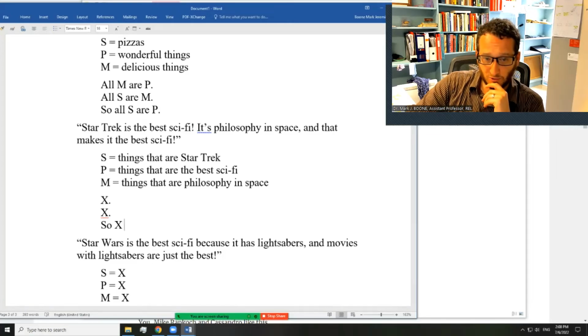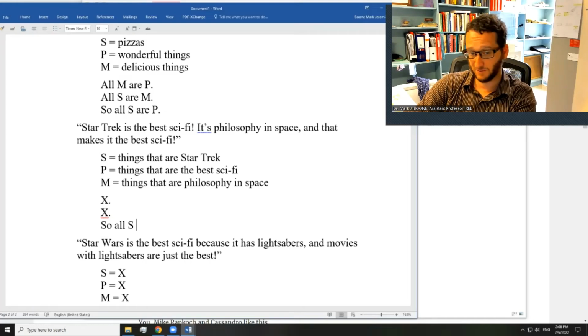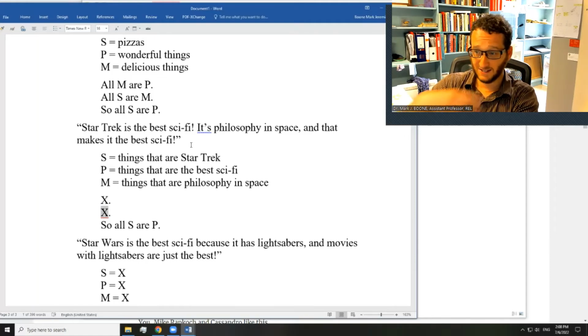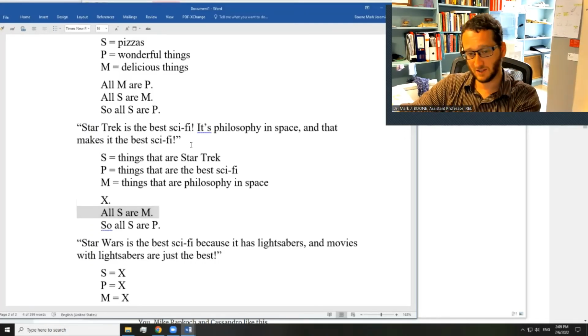All right, so the conclusion then is all things that are Star Trek are things that are the best sci-fi, using this scheme of abbreviation. S equals things that are Star Trek, P equals things that are the best sci-fi, M equals things that are philosophy in space. All S are P. That is our conclusion. And our premise, Star Trek is philosophy in space, uses the S term and the middle term, S and M: all things that are Star Trek are things that are philosophy in space.